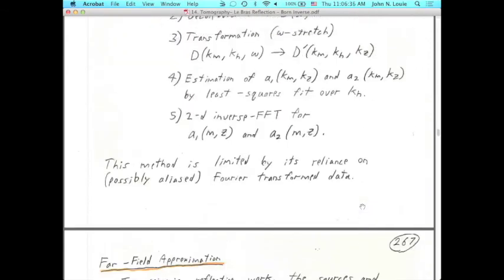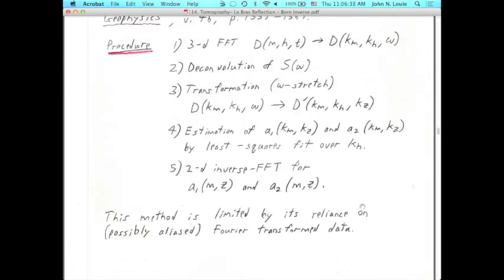Okay, are you doing that least squares for each KH? Or how are you doing that? So you have a 3D volume of the omega stretch data, right? Yeah, so you've got d prime, which is in terms of km and kh and kz. So again, I would use an output based method.